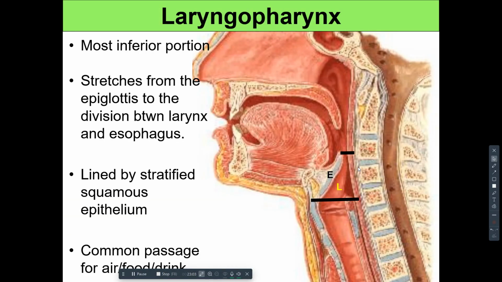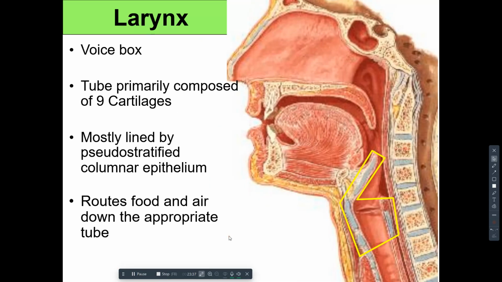Let's zoom down to the laryngopharynx, the inferior part of the throat. So we had naso, oro, laryngo. Basically, if you're adjacent to the epiglottis before we have the division, so here's the larynx in the front, and then the esophagus is right here. So if you're before that division, after the tip of the epiglottis, you're in the laryngopharynx. Again, this is a common passageway: air, food, drink. So we need the protective epithelium, which of course is a stratified squamous. And now we're done with the pharynx.